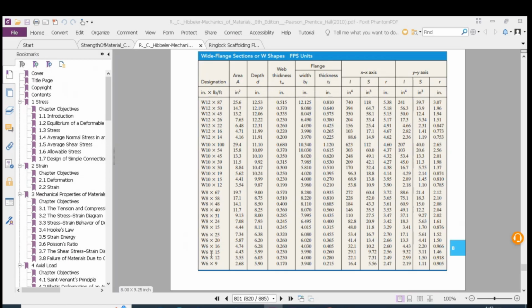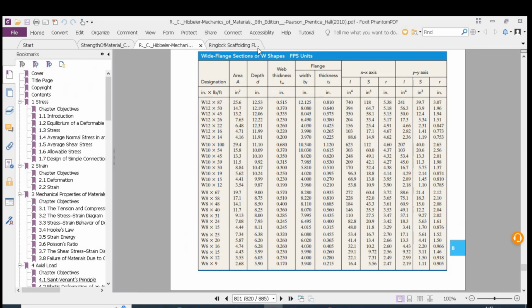So the section W6x15 is shown over here. As we can see, the moment of inertia about the x-axis is 29.1 inch^4, and about the y-axis is 9.32 inch^4. So that clearly tells us that the moment of inertia about the major axis is almost 3 times that of the minor axis. So this distinction has to be appreciated in the column analysis.